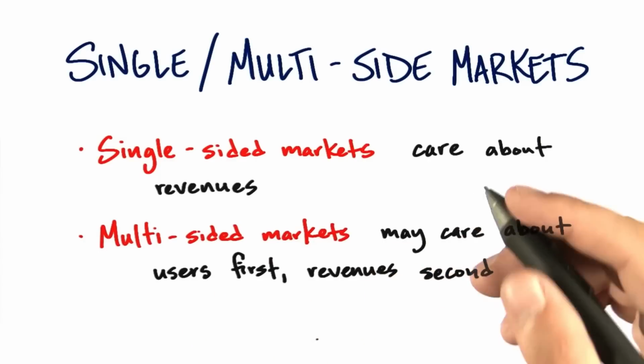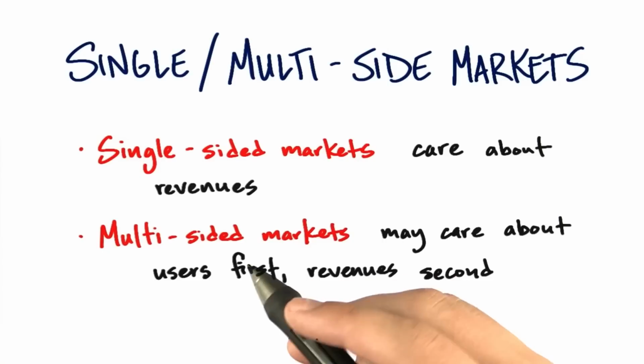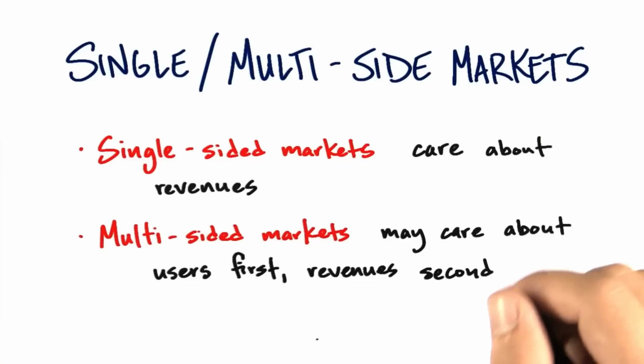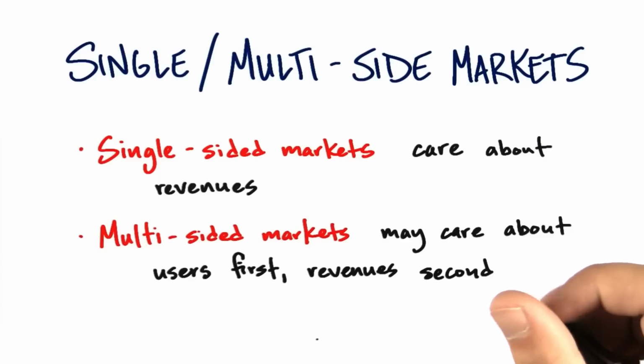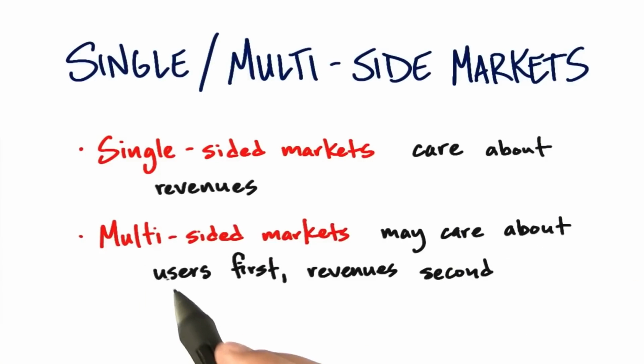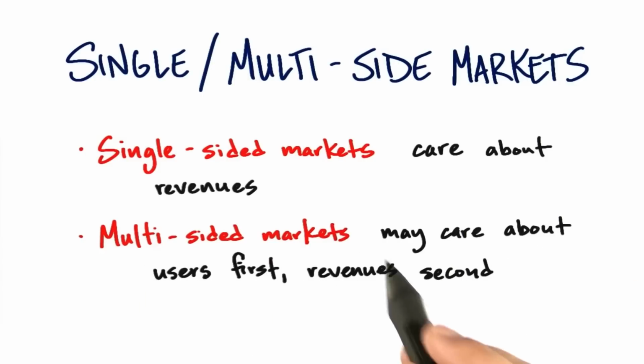And in multi-sided markets, the company, your startup, typically cares about acquiring a massive amount of users and then figuring out how to monetize those users next. Google decided to go for millions and then tens of millions of users, and then the keywords came after.